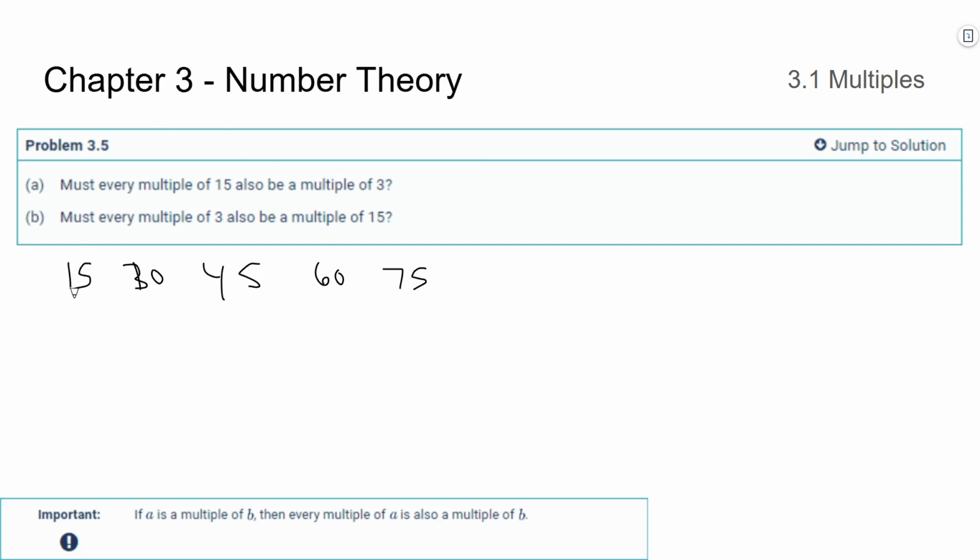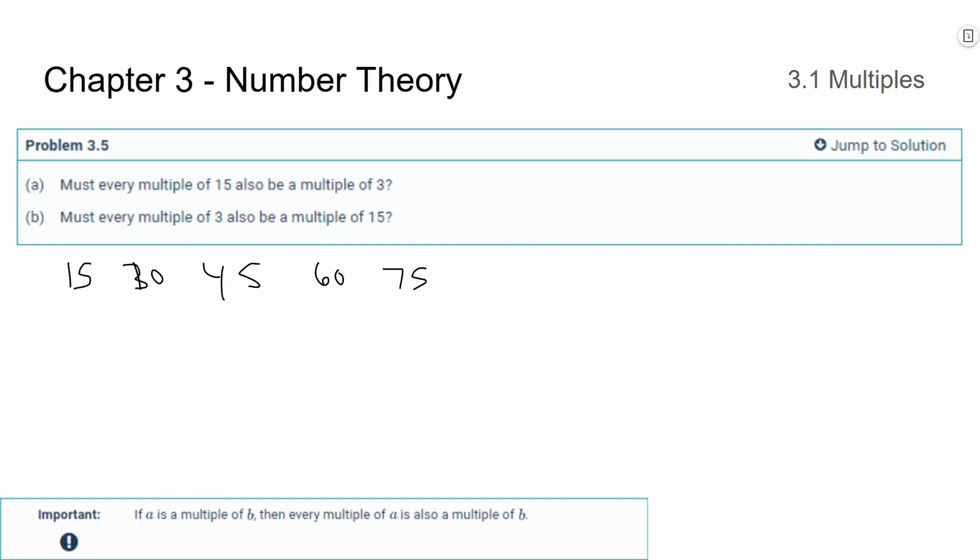Well, 15 is. 3 times 5 is 15. Of course, 30 is. Well, 30 plus 15 is 45, so we know that's a multiple of 3. 60 is going to be a multiple of 3, because 6 is. So it's looking like, yeah, all multiples of 15 will also be a multiple of 3.